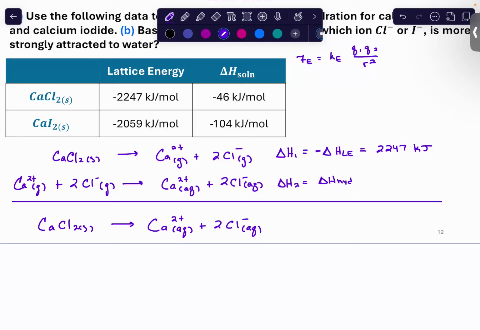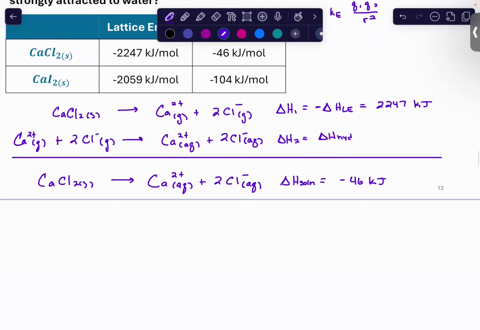and then we're told that the delta H of our solution is going to be negative 46 kilojoules. So we have to figure out what the enthalpy of hydration was. Okay, well, by Hess's law, we could say the enthalpy of solution is going to be the first enthalpy plus our enthalpy of hydration.